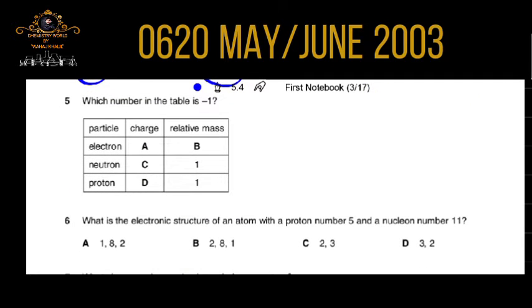MCQ number 5. Which number in the table is -1? A, B, D. So as we know, the relative particle charge and relative mass: electron is A, neutron has a charge C, and neutron has a relative mass 1, proton has 1. So the charge on an electron is -1, so it's A.